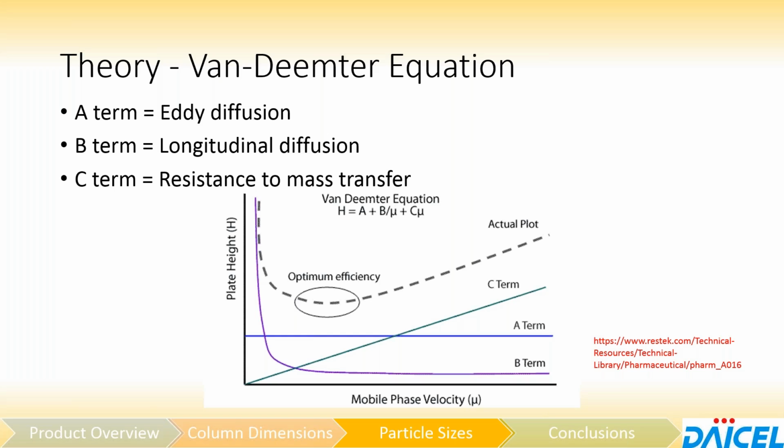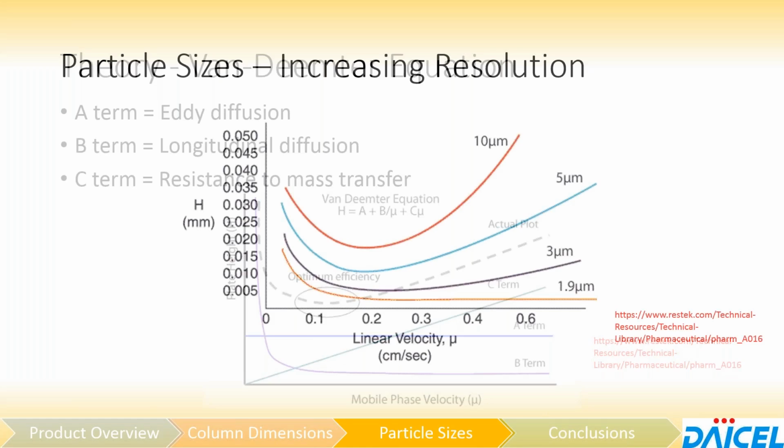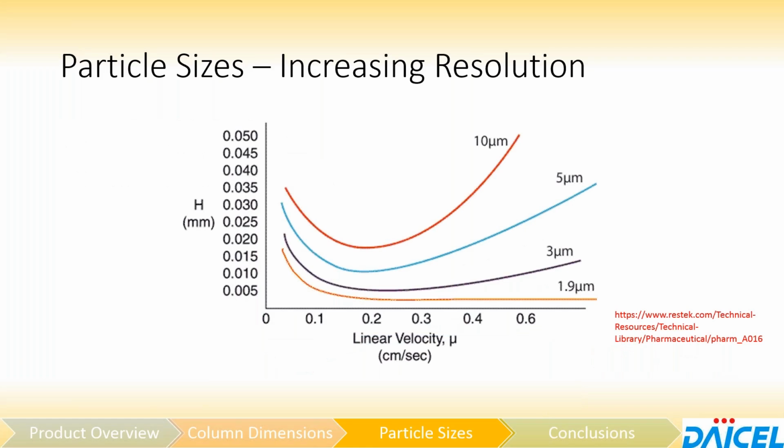Now you can see based on the shapes here of our Van Deemter equation that the A term basically sets the overall minimum of our plate height. So if we have smaller particles, we would expect a smaller plate height. And for the C term, the resistance to mass transfer, the slope of this line is shallower for smaller particles, meaning that as we increase the linear velocity of our mobile phase, we should expect to see a diminished loss of resolution. So in practice, if we look at what that looks like here, a Van Deemter plot of 10 micron, 5, 3, and 1.9 micron particles.